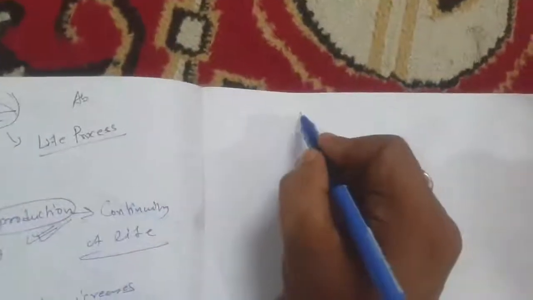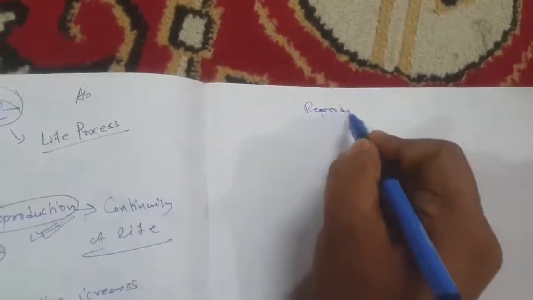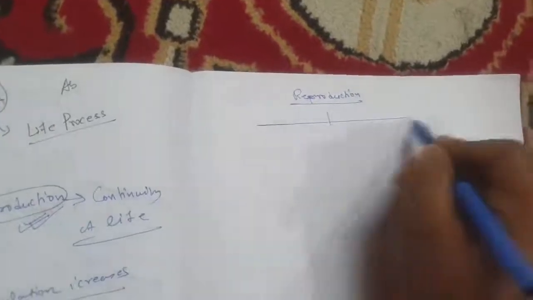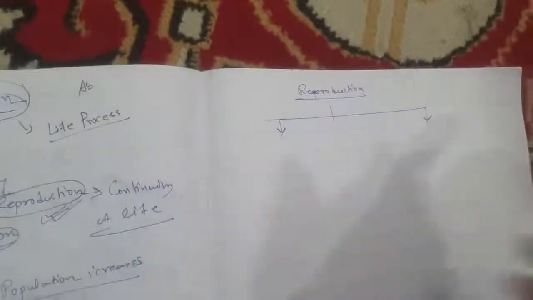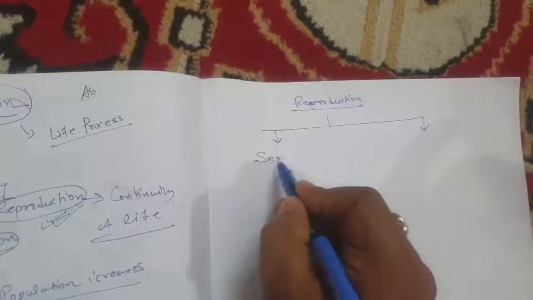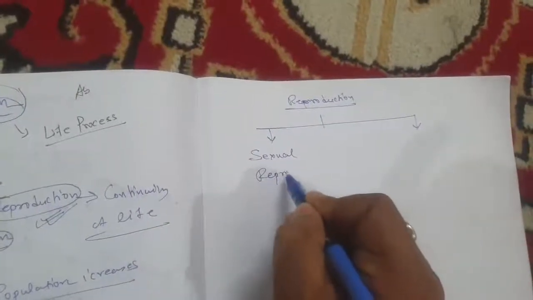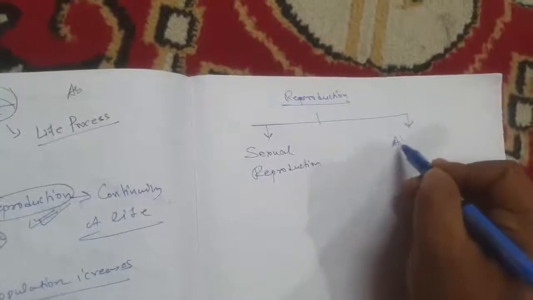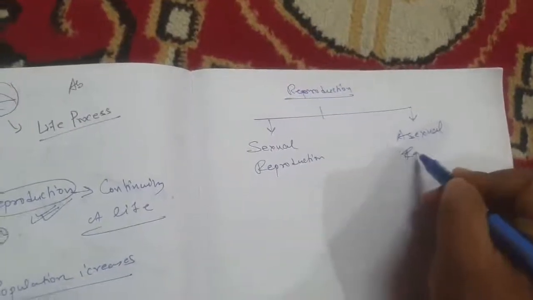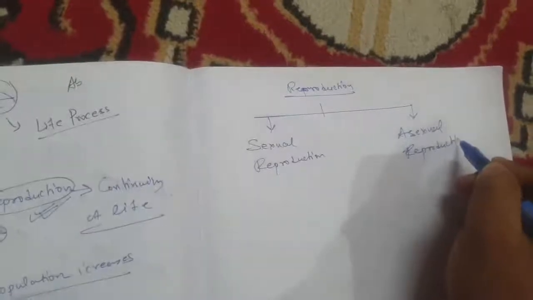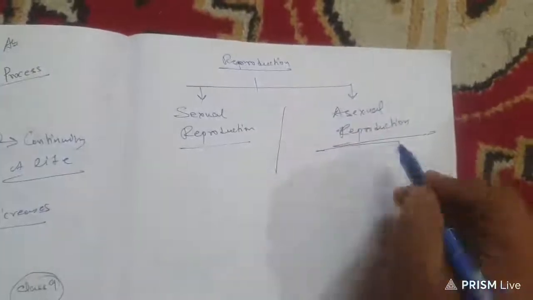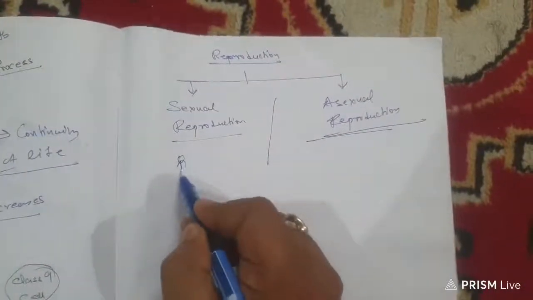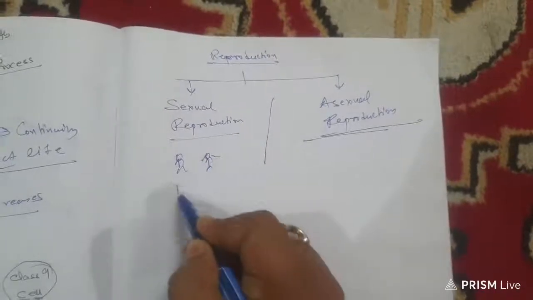Now, one more interesting thing I will tell you: the process of reproduction in different types of organisms, be it plants or animals, can be divided into two parts, and the two parts are sexual reproduction and asexual reproduction. In sexual reproduction there is always involvement of two partners, a male and a female.